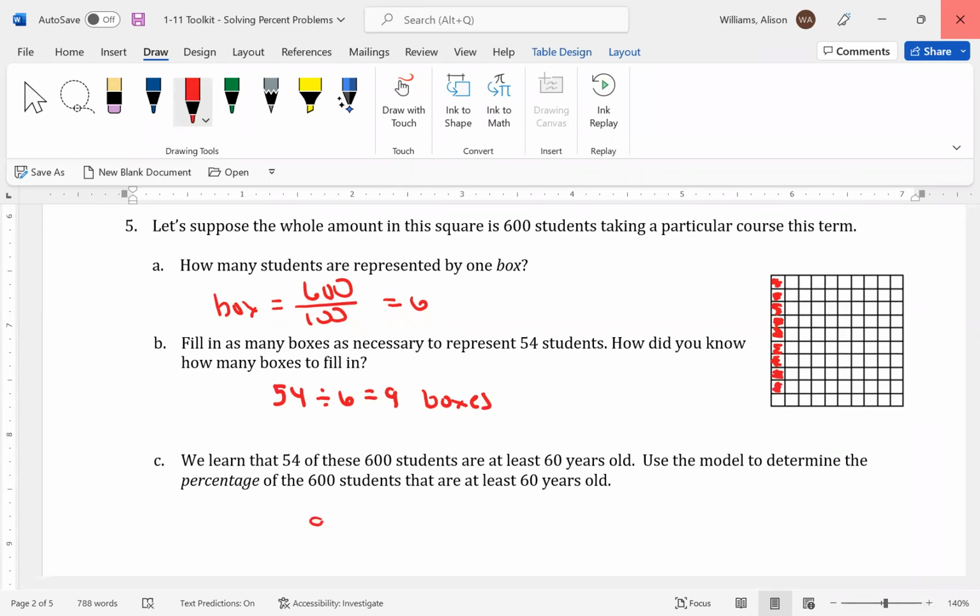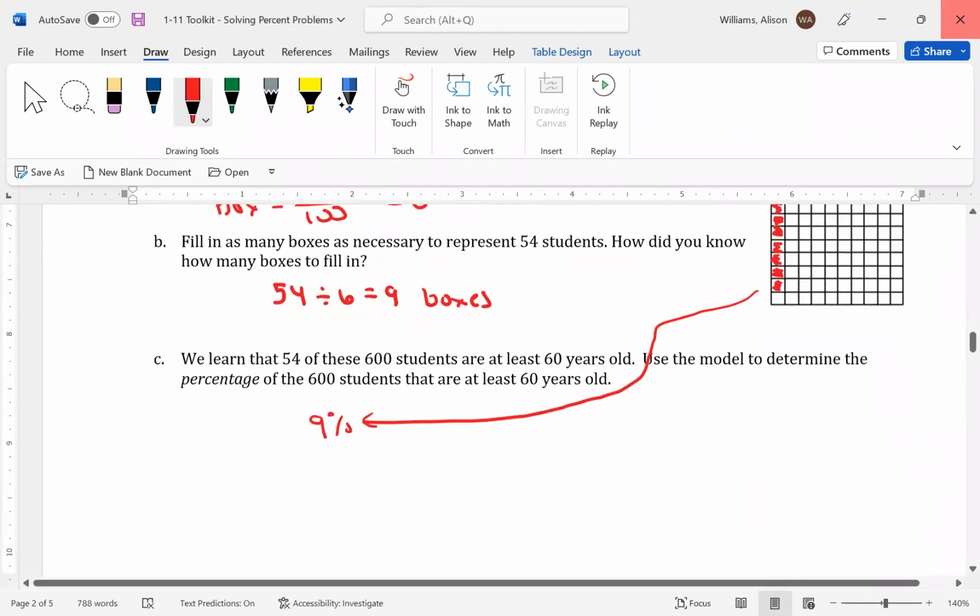So the percent of students is 9%, because from the picture, from this percent box, 9 of them are shaded. That's where the 9% is coming from. Here, I'll even draw an obnoxious arrow just to make sure that hits home, because I really feel like I said that very poorly. All right, let's try another one, shall we?